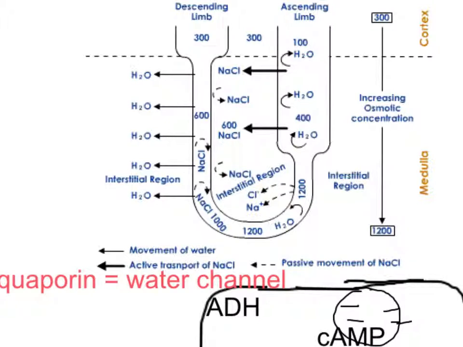So it's quite a complicated process. So that's what happens in the descending limb and the ascending limbs of the loop of Henle. Descending limbs, water is removed. Ascending limb, sodium ions are actively pumped out.